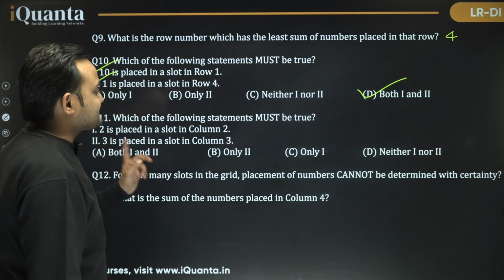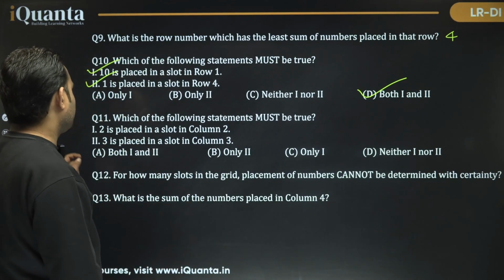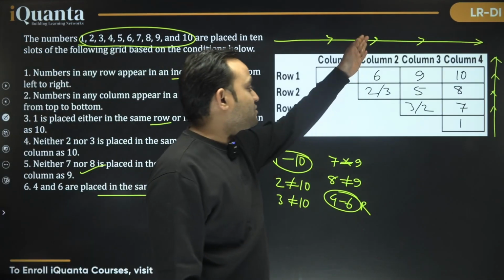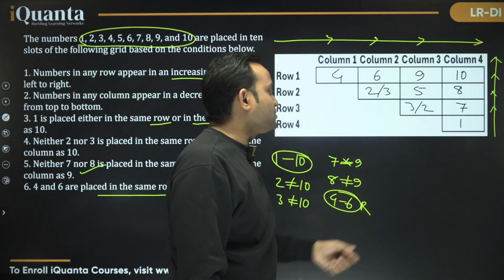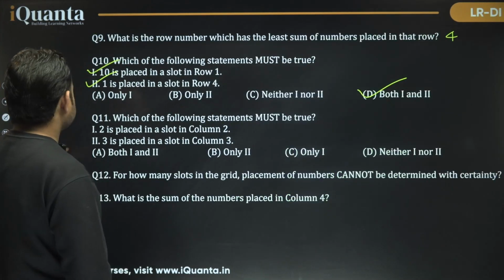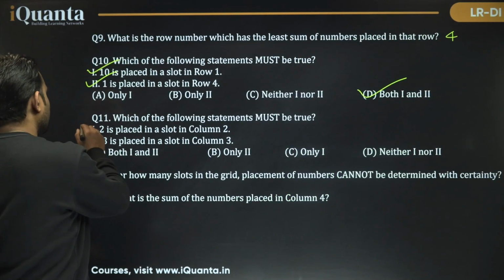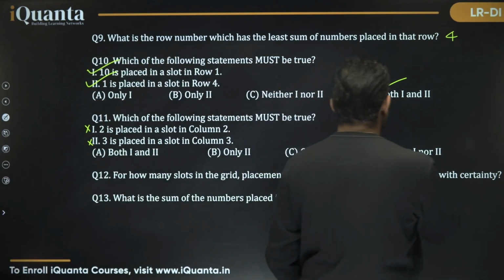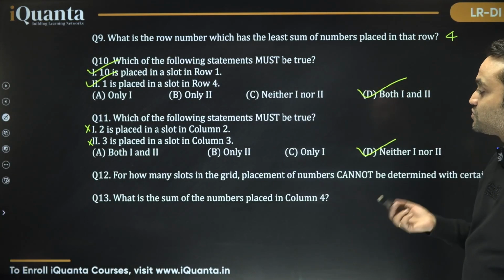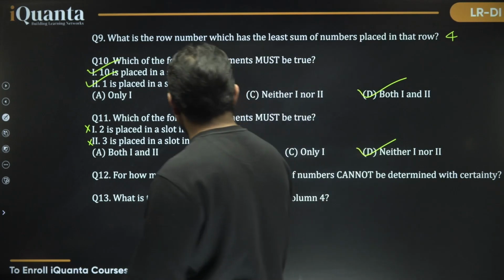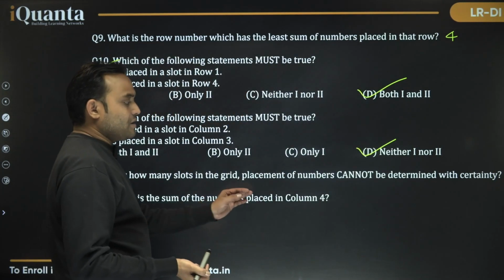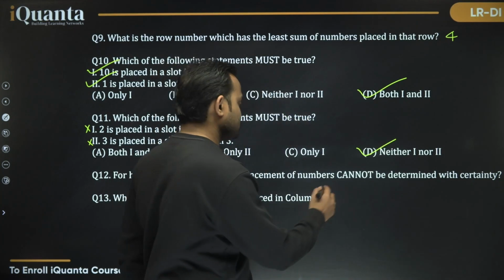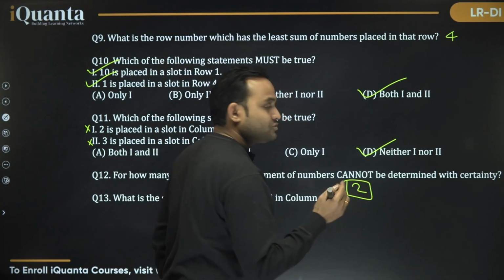Which of the following statements must be true? 2 is placed in a slot in column 2. See, 2 can be in column 2 or column 3. We don't know that. Similarly, 3 is placed in a slot in column 3. We don't know that. So, neither 1 nor 2 is true. For how many slots in the grid can the placement of numbers not be determined with certainty? 2 slots, where we have 2 and 3.